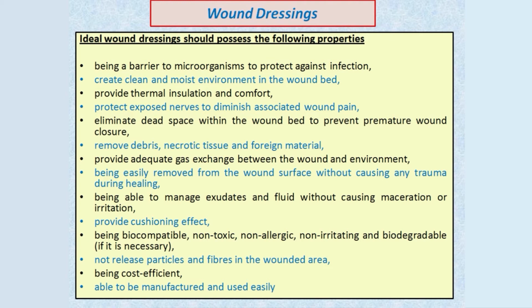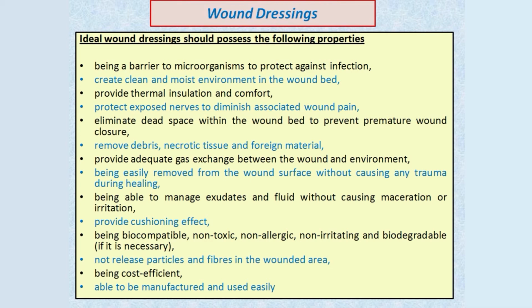Ideal wound dressings should possess the following properties as well. For example, being a barrier to microorganisms to protect against infection. Create a clean and moist environment in the wound bed for fast healing, especially if you establish a moisture environment in the wound bed. We see in the literature that at the end of the healing process, we can get a better cosmetic appearance on the wound area. They should also provide some thermal insulation and comfort. They should protect exposed nerves to diminish associated wound pain.